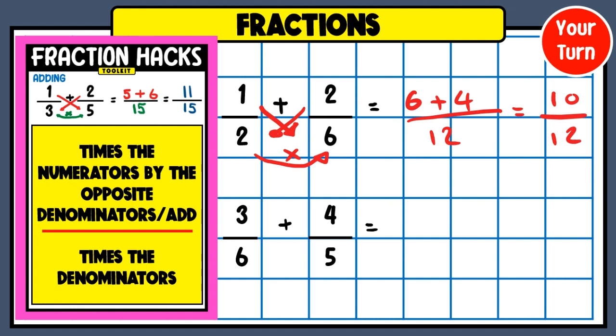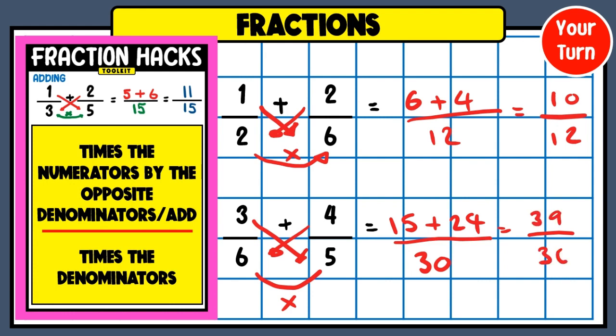Next one. 3 over 6 add 4 over 5. I'm going to start by timesing my numerators by the opposite denominators. So 3 times 5 is 15. And 4 times 6 is 24. And then final step, let's times 6 by 5, which is 30. Okay, so we should have an answer of 15 add 24, which is 39 over 30.